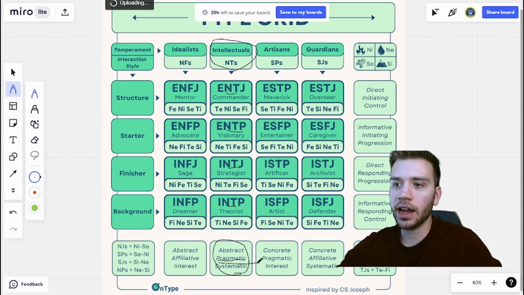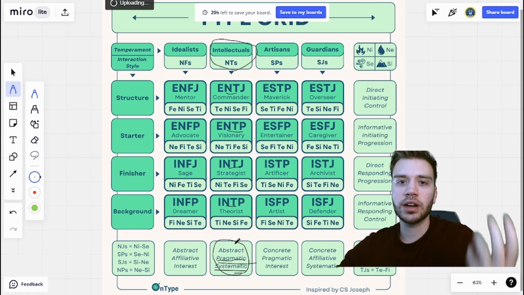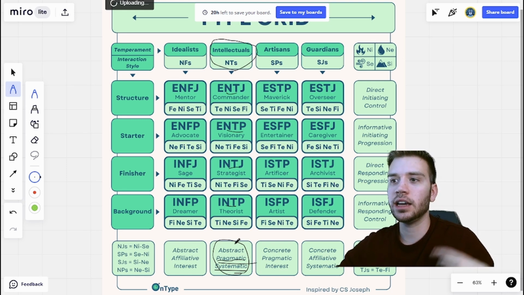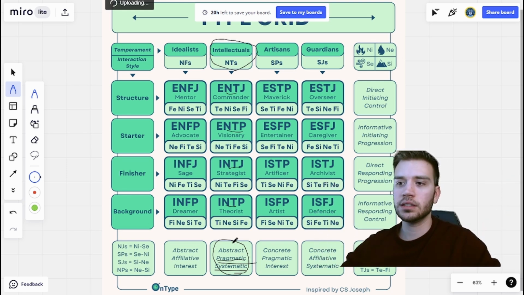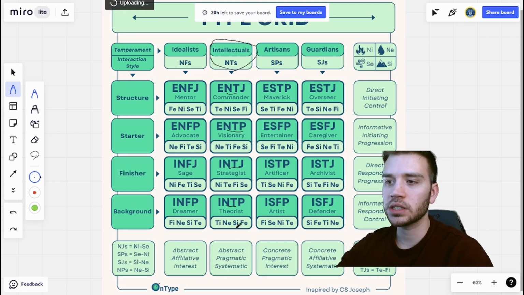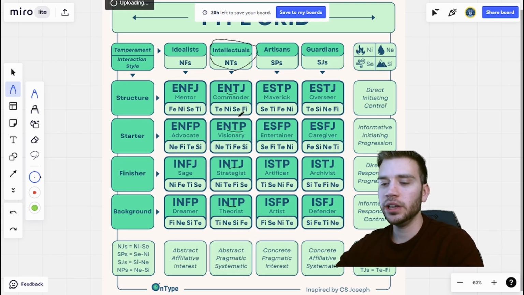They're also systematic, which means they look at the overall system of society. They see how things work. They don't just look at individual pieces, they look at the overall system. So that's another way of explaining it, and that's how we can categorize all of these types right down here.